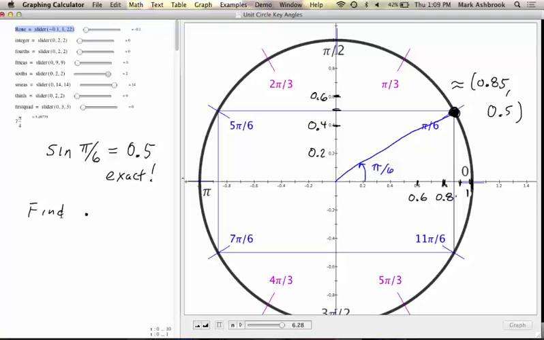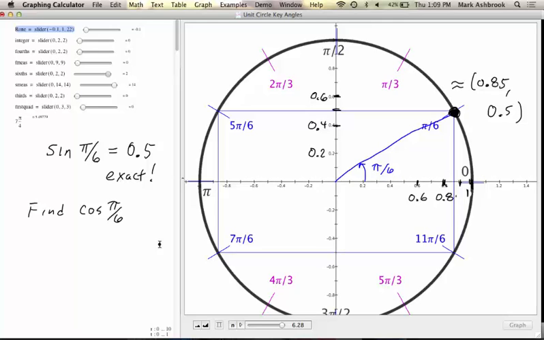Based on that and what we did before, can you find the cosine of pi over 6? See if you can do it. If you're paying attention, you can use the same kind of approach. Find the cosine of pi over 6 exactly. Who can do it?